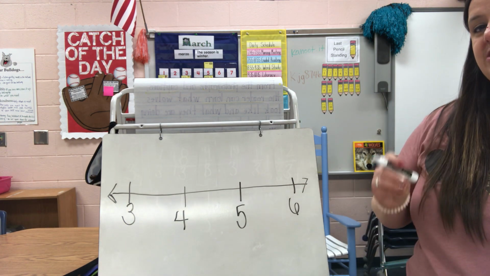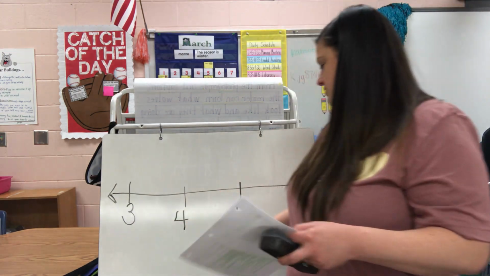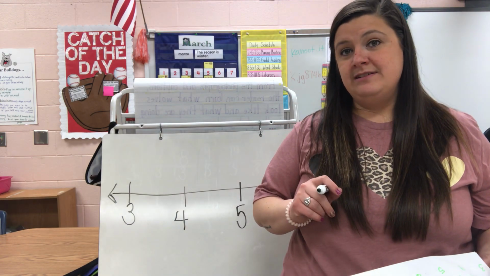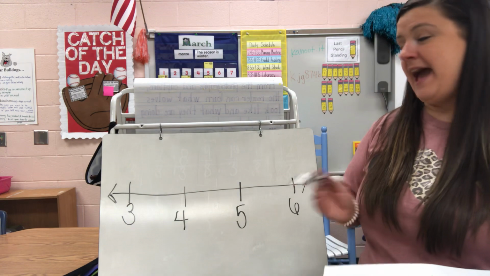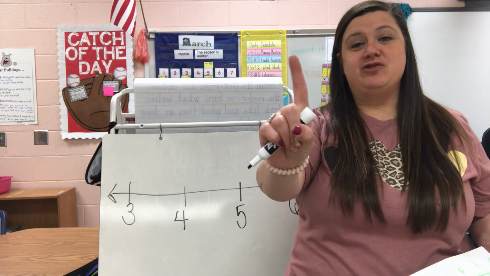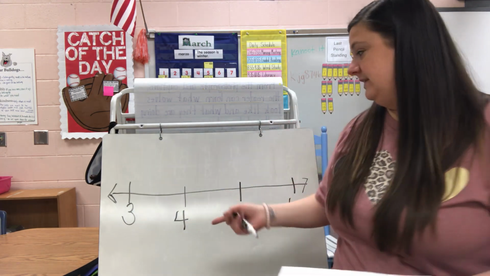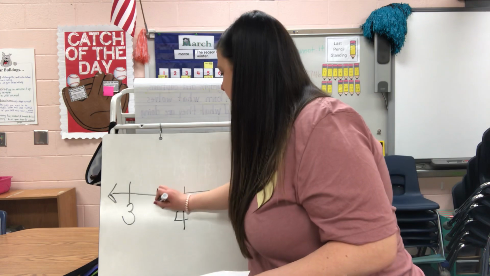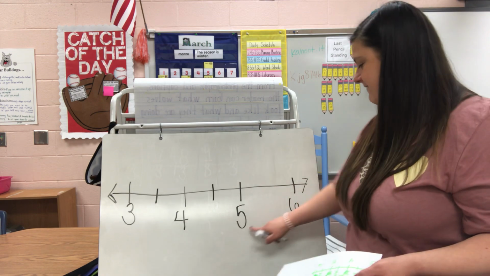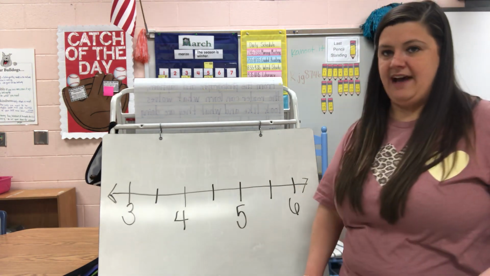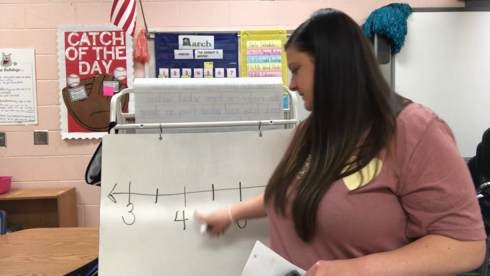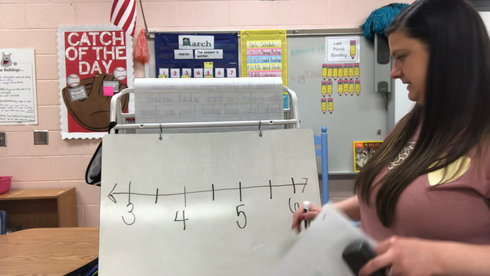Now, I want to divide between my wholes into 2 equal parts. If we're making 2 equal parts, what unit are we making? Halves, exactly. So halves are easy. It's 2 equal parts, so we only draw 1 line. And when you draw 1 line, you get to start directly in the middle. So between 3 and 4, I can make a half. Between 4 and 5, I can make a half. Between 5 and 6, I can make another half. So between each one of my wholes, I have 2 equal parts.